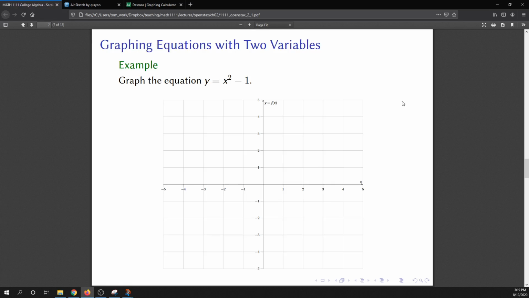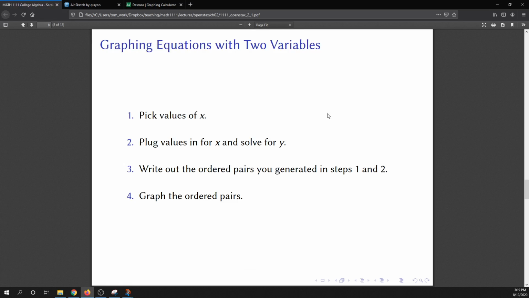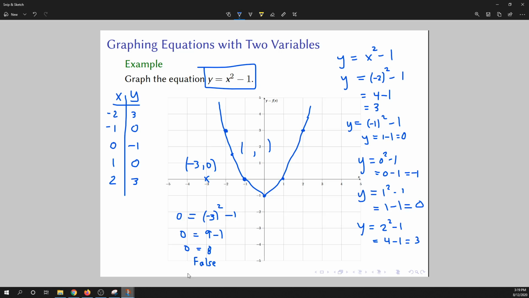All right, so the general idea for graphing equations with two variables: pick some values of x. Again, we're really not going to do much of those, but plug the values in for x and then solve for y. That's going to give you a bunch of ordered pairs like we had in this example here, and then you would plot those ordered pairs in the places where they're supposed to go, and then basically connect the dots to generate the graph, and that gives you a nice picture of what all of the solutions look like.